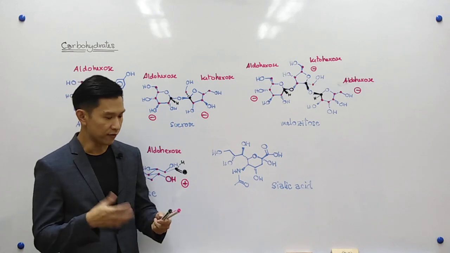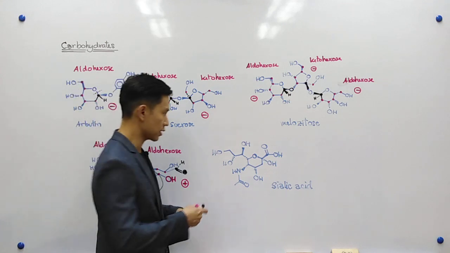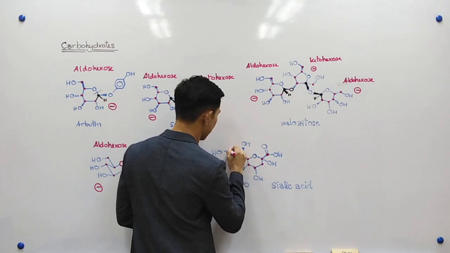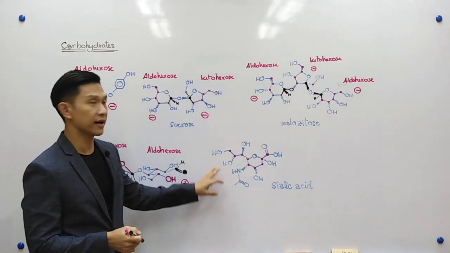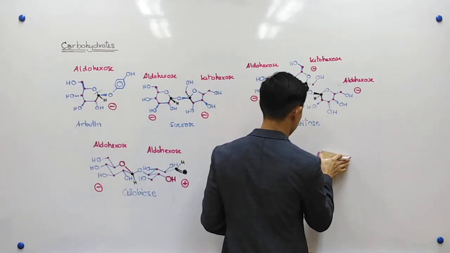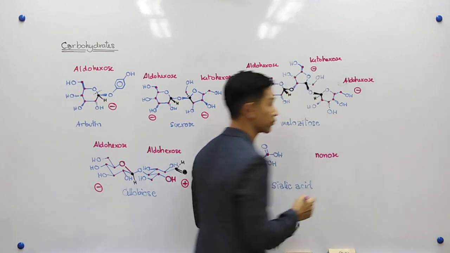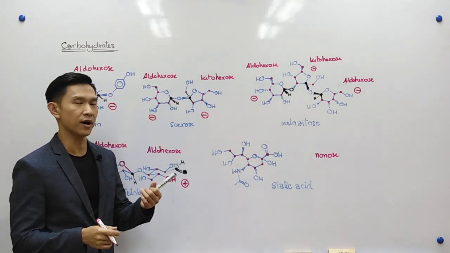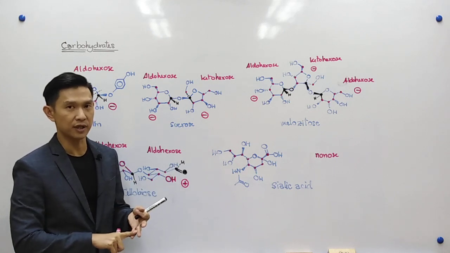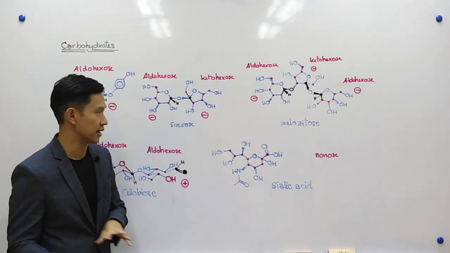Now, if we look at the structure, first of all, we have to count the number of carbon atoms. 1, 2, 3, 4, 5, 6, 7, 8, 9. Okay, 9 carbon atoms. The word for 9 is nona, so this is a nonose. Because if you have 3 carbon, it's triose, and then tetrose, pentose, hexose, heptose, octose, and nonose. So this is nonose; nona is 9.